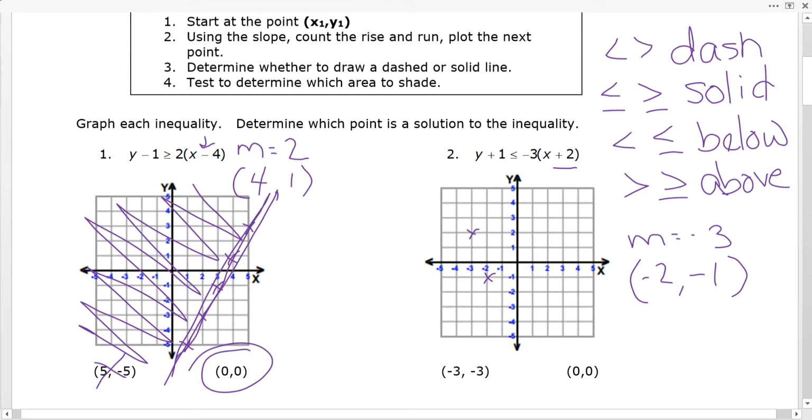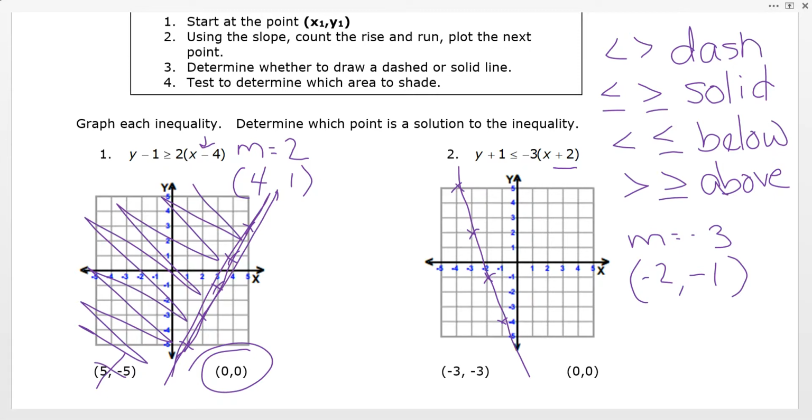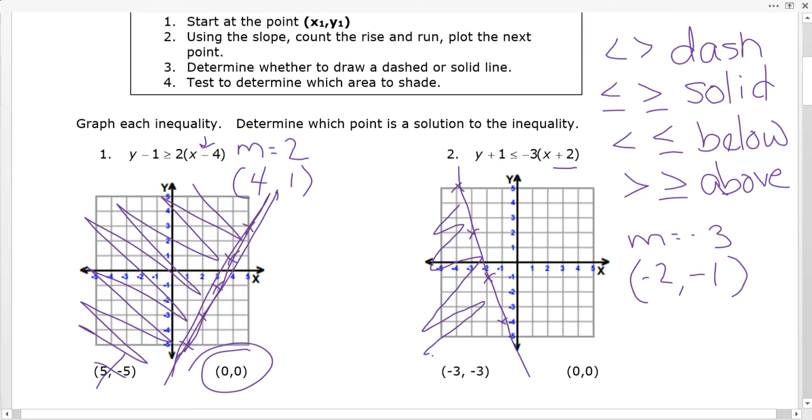Here's my points. And I can go down 3 and over the other way. So here's my line. It's going to be a pretty steep line. And since my y is less than, I want my y values to be less than the intercept. So they're going to be over here. 3, negative 3 is in my solution set, and 0, 0 is not.